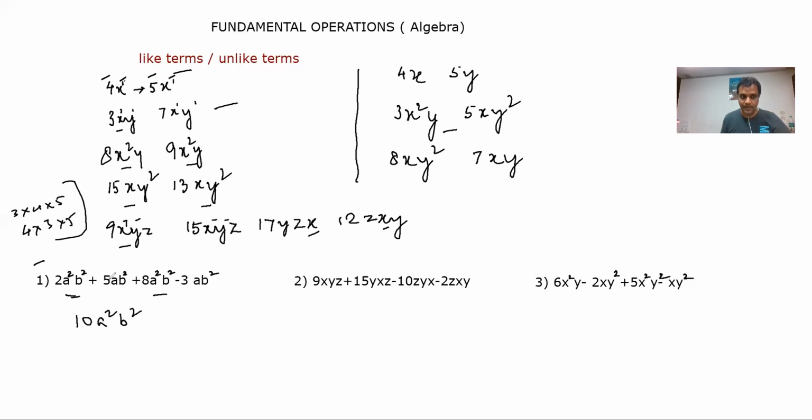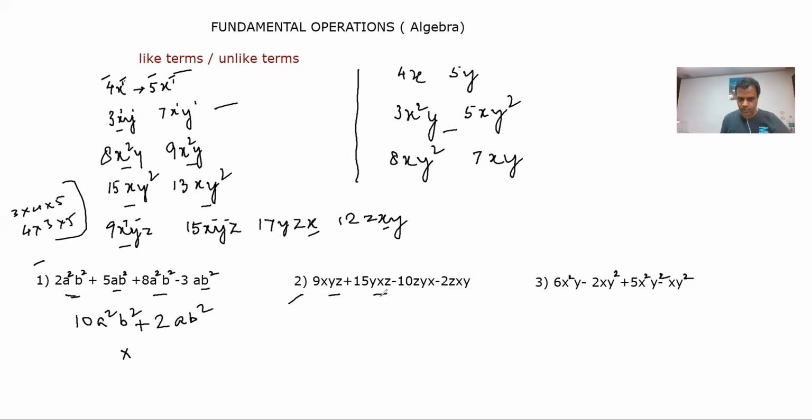Simple addition. Then let me see the other ones. ab square, ab square. These are also like terms. Plus 5 minus 3, 2ab square. Now, can this be further simplified? No, these cannot be further simplified because these are two unlike terms. Let me see the second one.